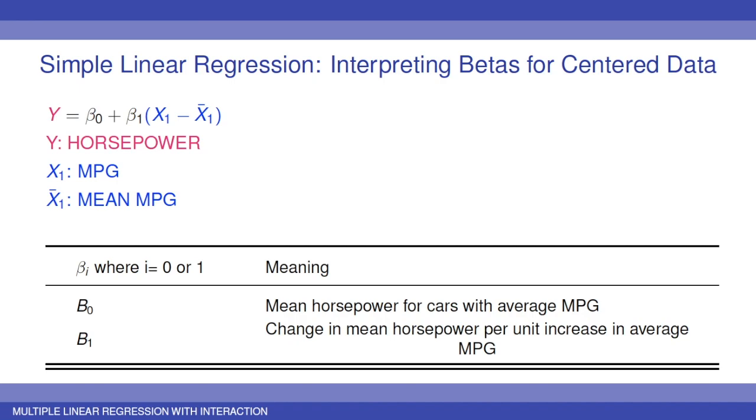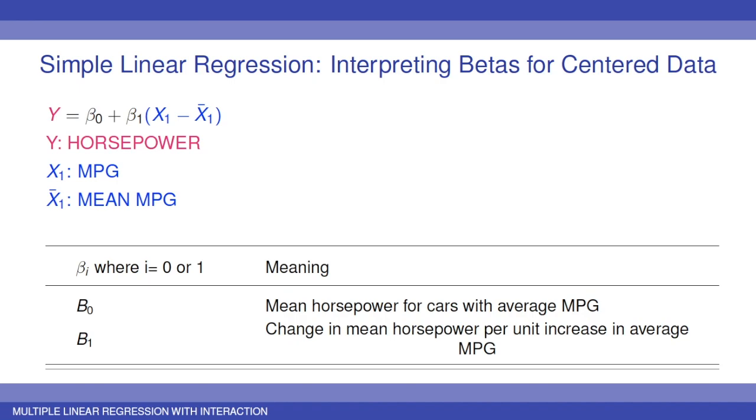But how do we know this? Let's take this step by step. First, I will be showing you how to interpret beta 0. So notice that in this simple linear regression function, we have only one continuous predictor. Algebraically, beta 0 represents the y-intercept, and beta 1 represents the slope of our line. The y-intercept is simply the value of y when x1 is equal to 0.